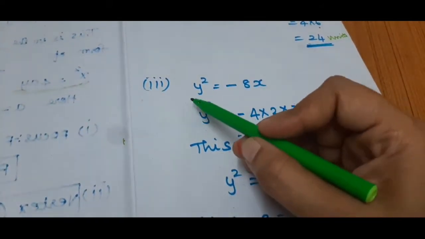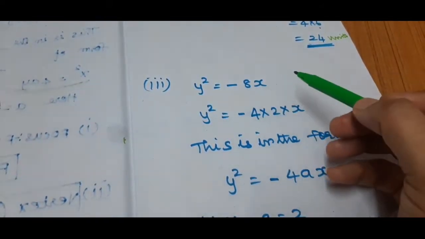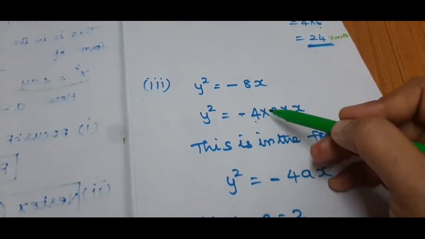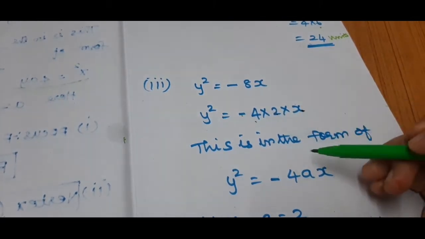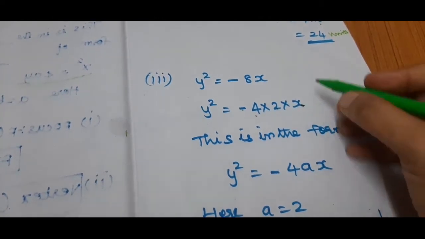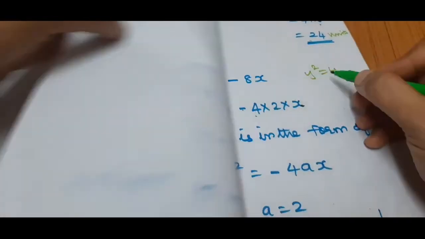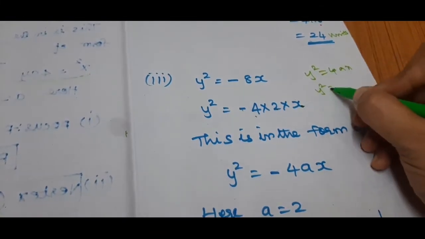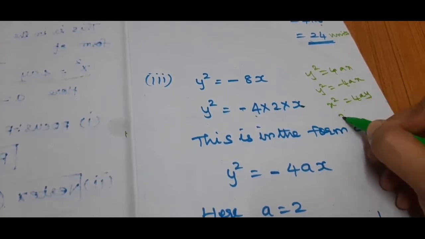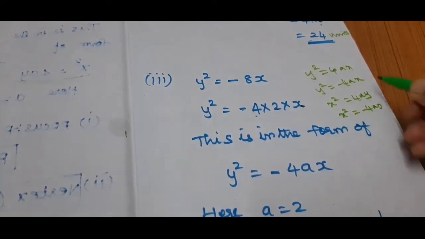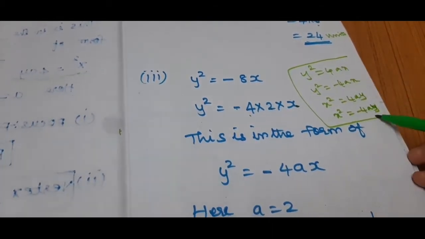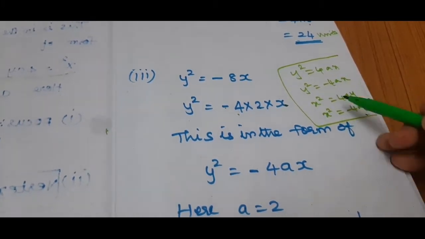Then the third question is y square is equal to minus 8x. So I can write this as y square is equal to minus 4 into 2 into x. So whatever equation of the parabola is given, you have to write either y square is equal to 4ax form, y square is equal to minus 4ax form, x square is equal to 4ay form, x square is equal to minus 4ay form. So these are the 4 types of parabola we have. Whatever parabola equation is given, you must write like this.